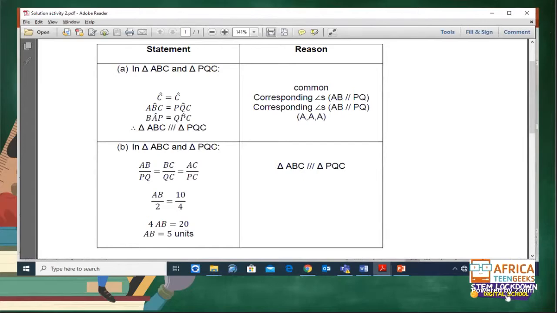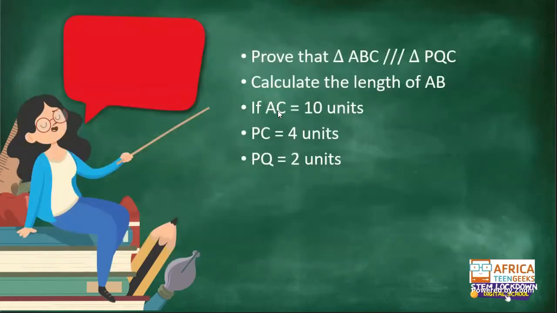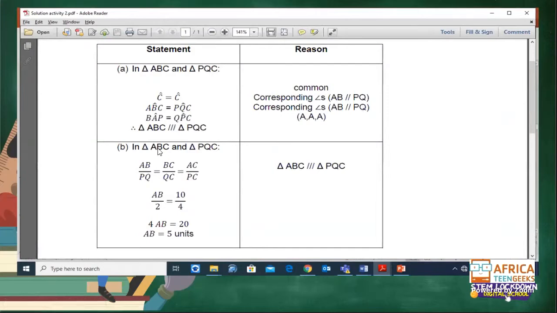Now that you have proved similarity, it should be easy to calculate the length of AB. Remember, I said the sides will be in proportion. Now, if the sides are in proportion, then it means AB over PQ is equal to BC over QC, which is in turn AC over PC. Please make sure that you study the sides which are in proportion when it comes to similarity. And if you face any problem, you will tell me.